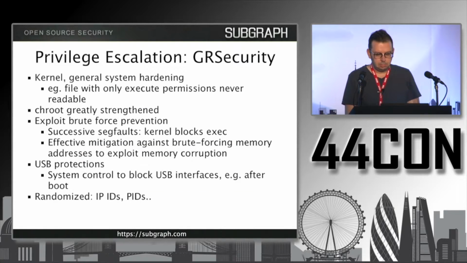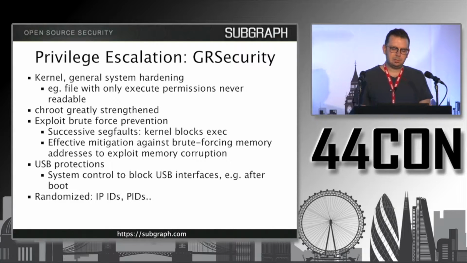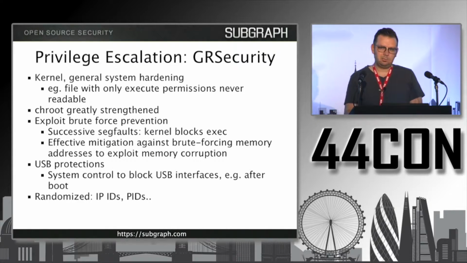Yeah, so more grsecurity stuff, like addressing privilege escalation. Grsecurity does so many things, especially if you're using chroot. The USB protection I mentioned, it does exploit brute force prevention. So if something segfaults repeatedly, grsecurity will block execs, understanding those events as brute force exploitation attempts, randomized identifiers throughout the system, things like that.